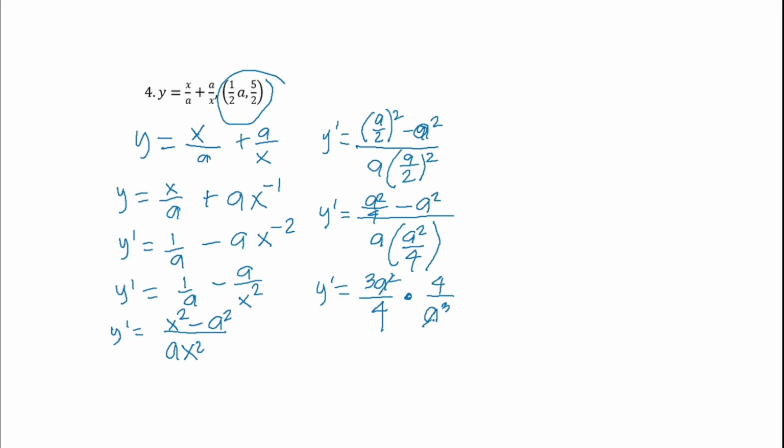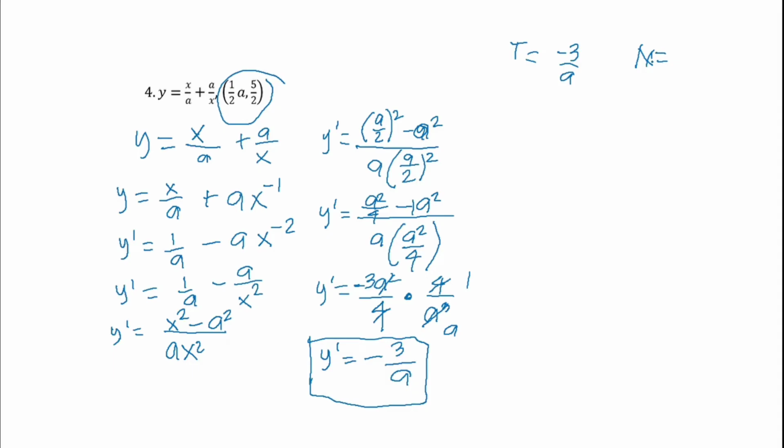So simplify, cancel this 2. The remaining is a, and this is 1. So y prime is equal to negative 3/4 because a squared minus a squared is negative 3/4 a squared, so therefore this is negative 3 over a. So this is the slope of the curve. Okay, so next, since the tangent slope is equal to negative 3 over a, the normal would be a over 3. So first we need to solve the tangent.